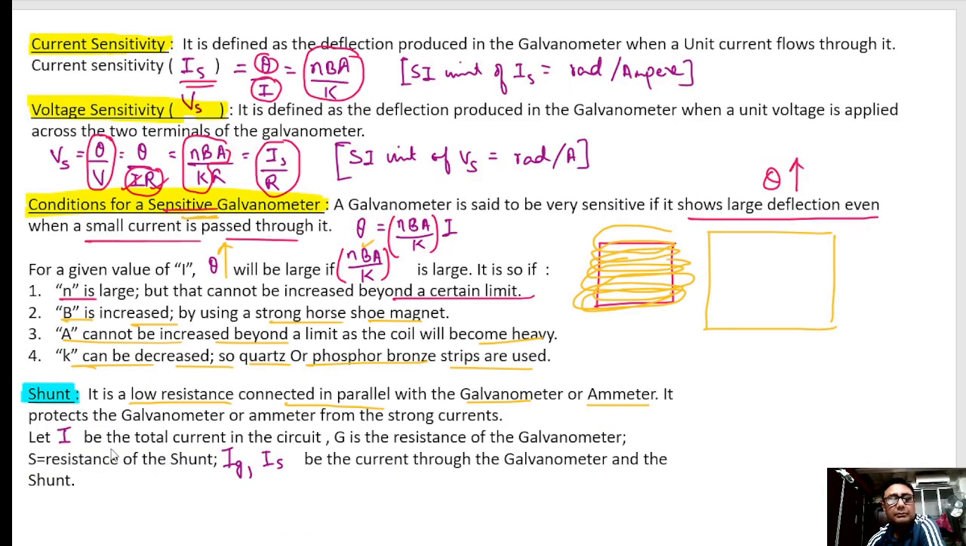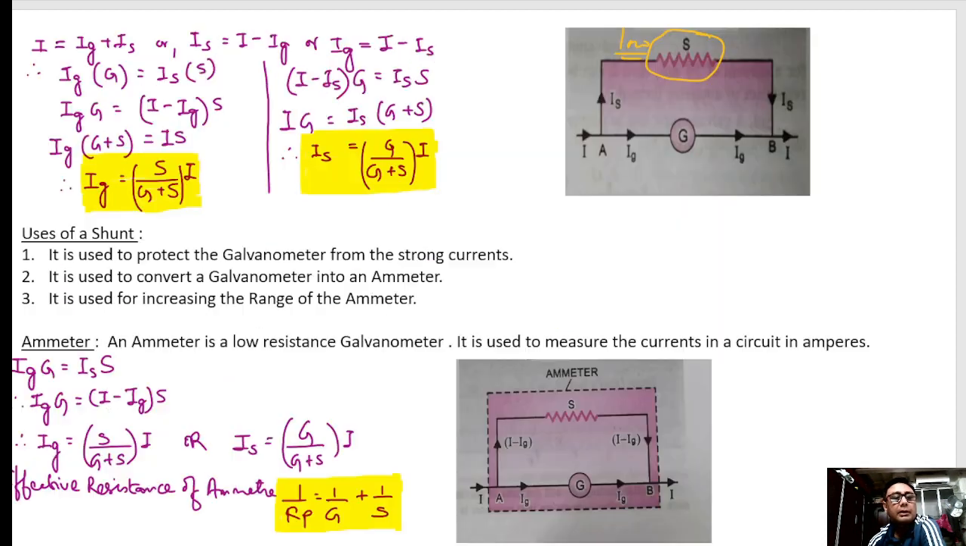Now what does it do? It protects the galvanometer or ammeter from strong currents. It will protect the whole galvanometer if by chance a high current is entering it, so the galvanometer will not burn out. This will give a protection. Watch here in the figure. Let I be the total current flowing. The galvanometer can take a maximum value of Ig.